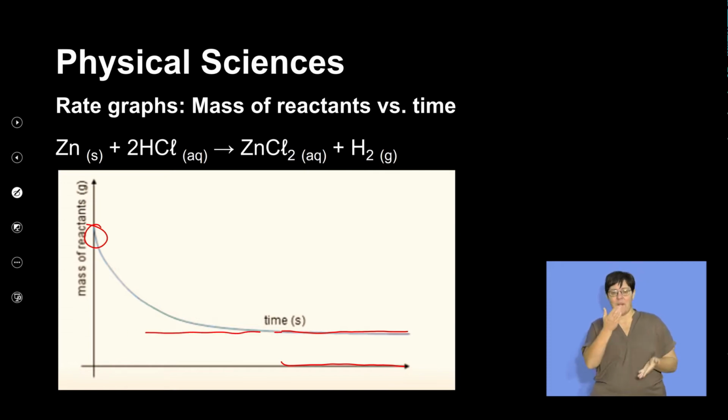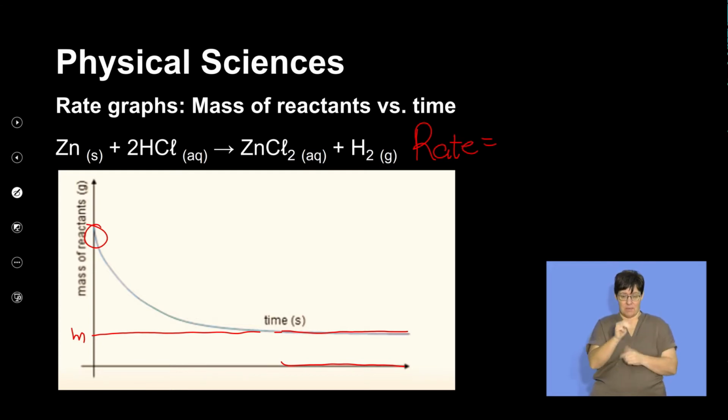At this point, I said last time that the mass remains the same, so there's no more a decrease in the mass, and then we can use that to calculate the rate, and we said that that rate is then equal to minus the change in the mass over delta T.